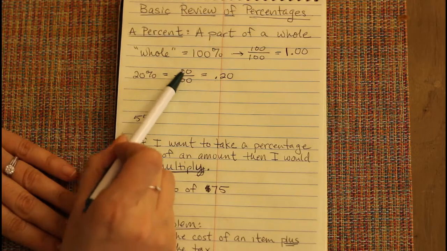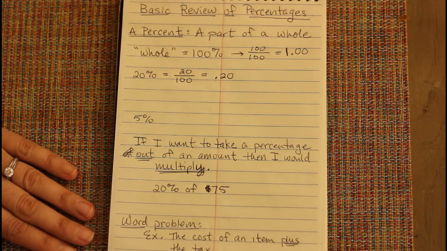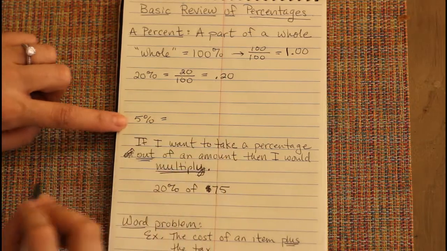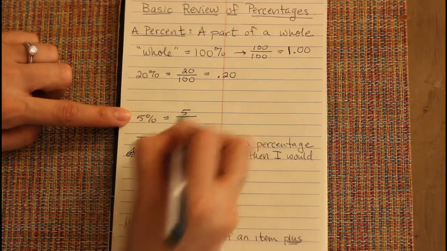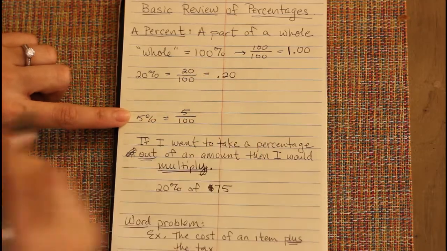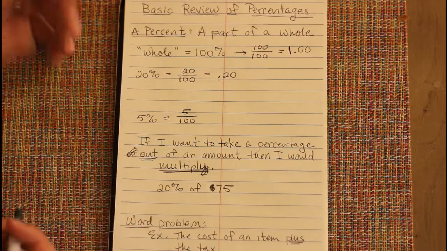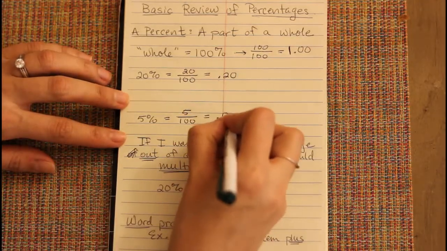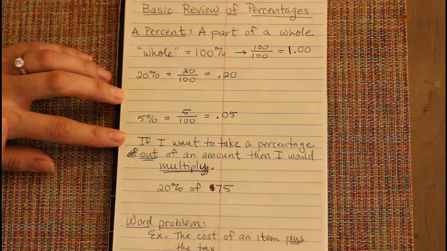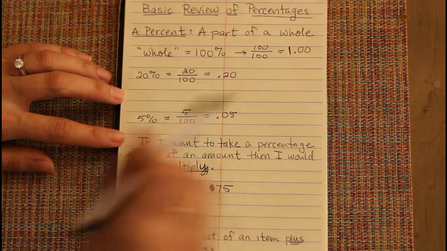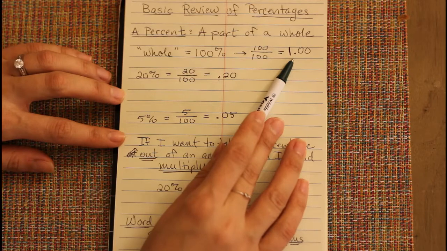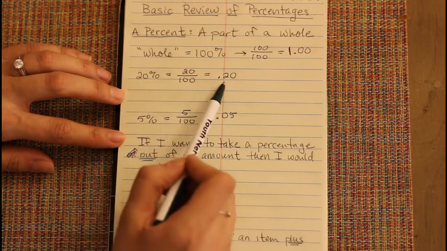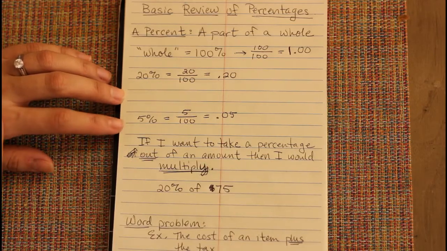So basically, this is the fraction, and we turn it into the decimal. Let's look at another one, 5%. Well, 5% is just 5 parts out of the whole, which is 100. So it's 5 out of 100. And when we put that in the calculator, you're going to get 0.05. So it's kind of like saying 5 cents, right? Remember, we talked about 100% being like a dollar. Well, 5% is like taking 5 cents out of the dollar. 20% is like taking 20 cents.